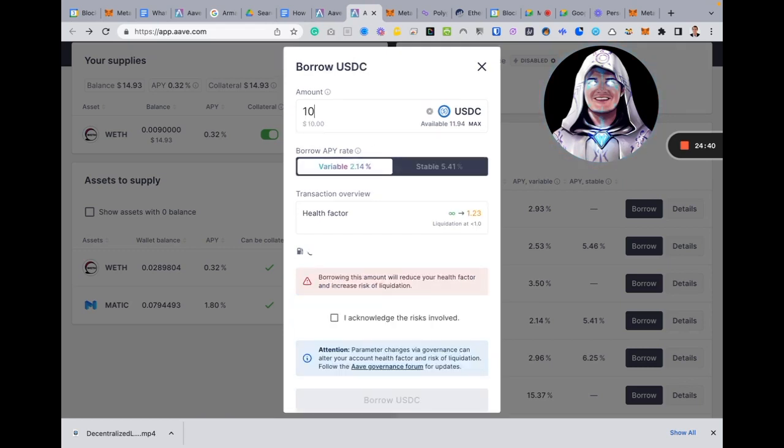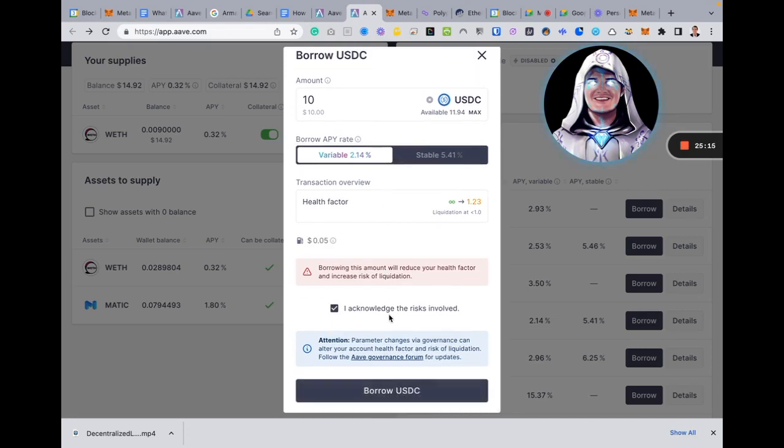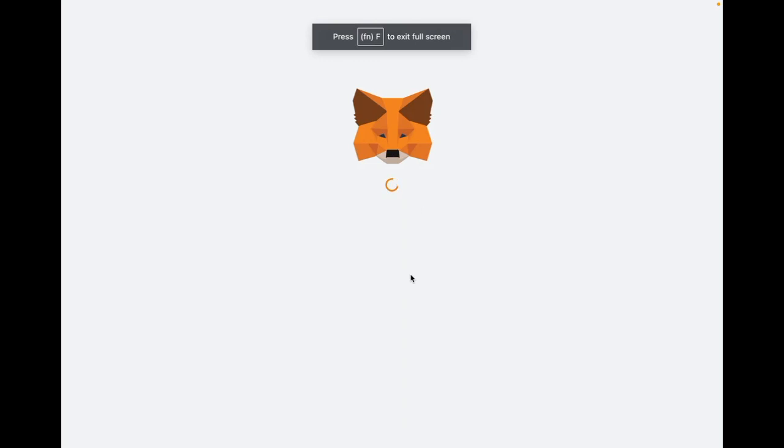Okay, so let's borrow about 10 USDC. It is right now calculating the gas fee. Since we are operating on Polygon, it should be really just a couple cents, which makes it really cheap to transact with. So I acknowledge the risks involved. Make sure you click on that check mark, and let's borrow that USDC. It's going to take about 5 cents of gas fees on Polygon to execute this smart contract.